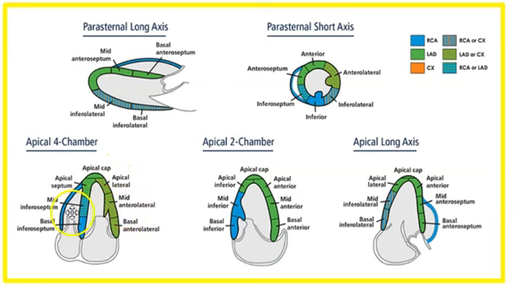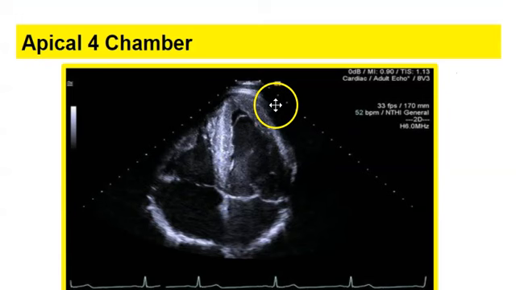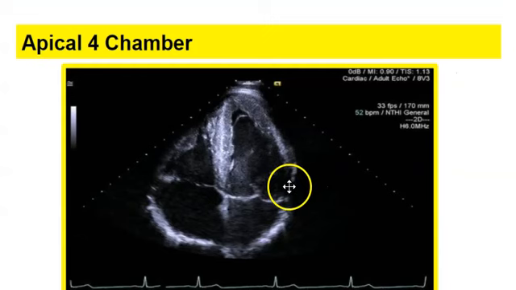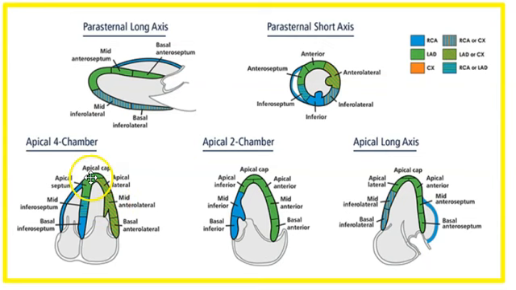mid-anterior lateral over here, basal anterolateral, apical septum, see that's attached kind of to the apical, that's the septal area of the heart that separates the right and left sides.